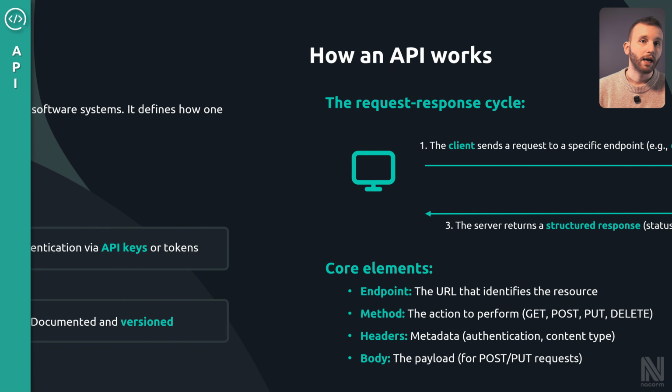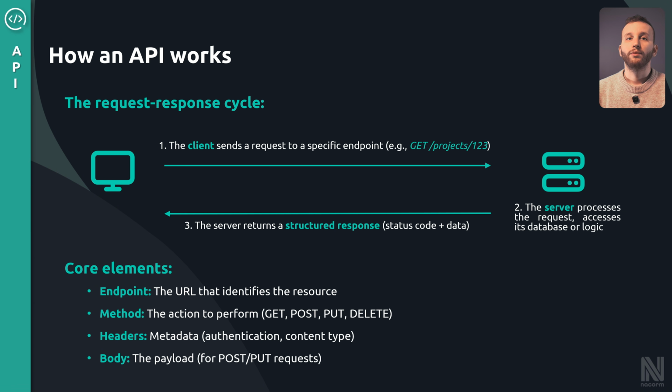Let's break down how an API actually works. The core elements are the endpoint, which is the URL that identifies the resource, the method, which is the action you want to perform, get to read, post to create, put to update, delete to remove, the headers, which carry metadata like authentication tokens and content type, and the body, which is the payload for post or put requests.